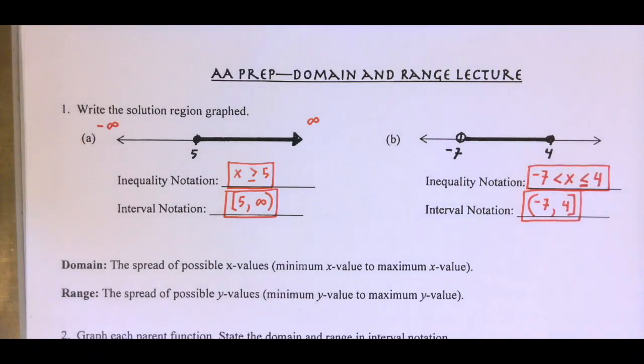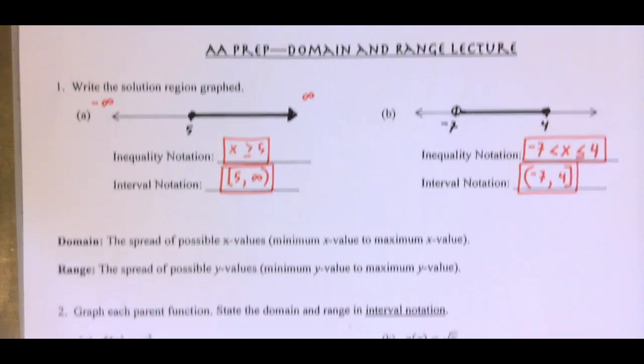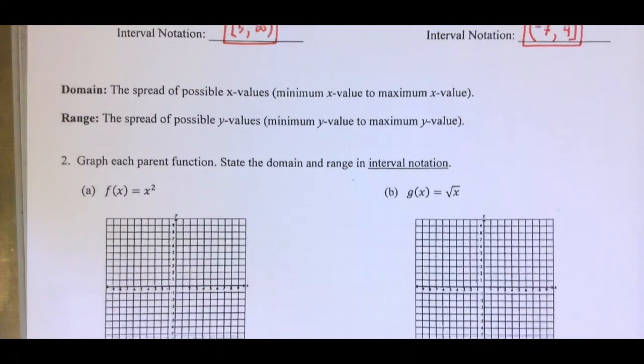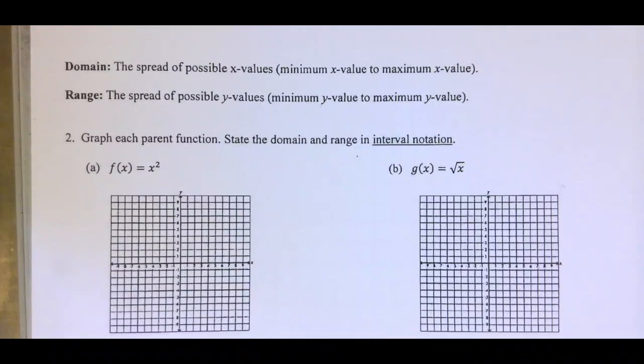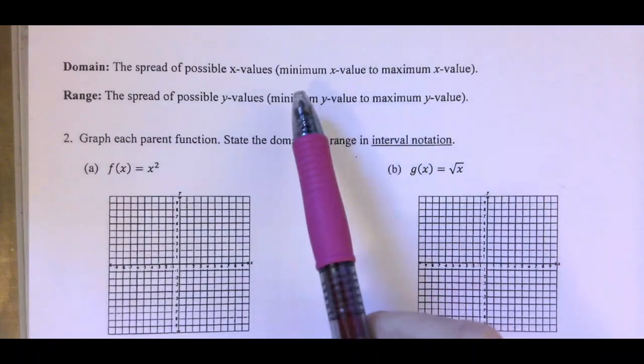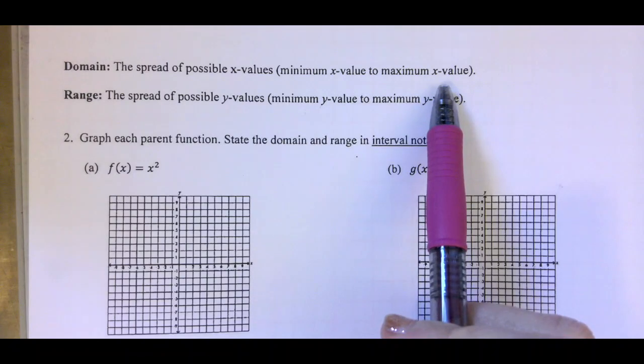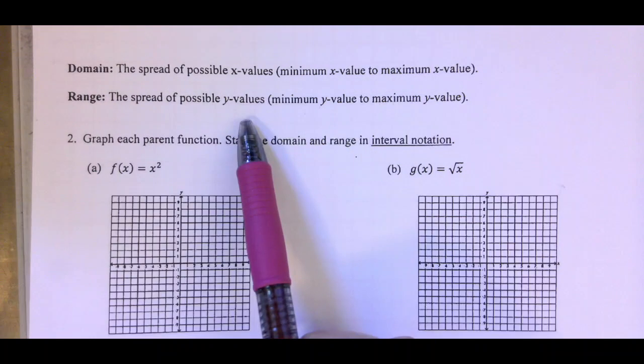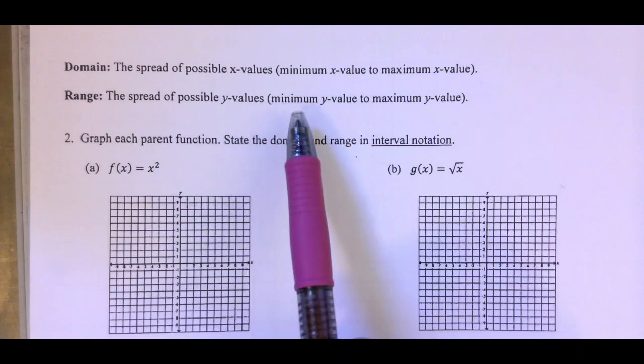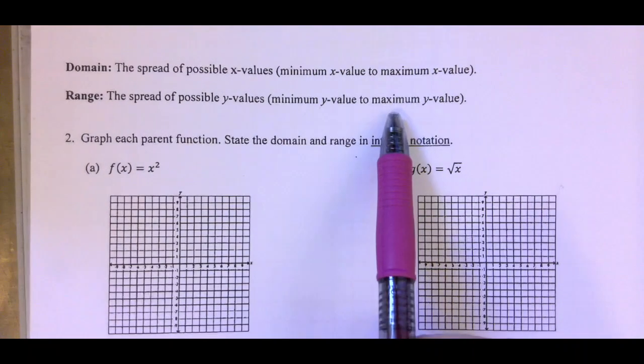Okay, so next up, we're looking at domain versus range. So domain is the spread of possible x values. So we think of it as the minimum x to the maximum x value. And the range is the spread of possible y values. So we think of it as the minimum y value to the maximum y value.